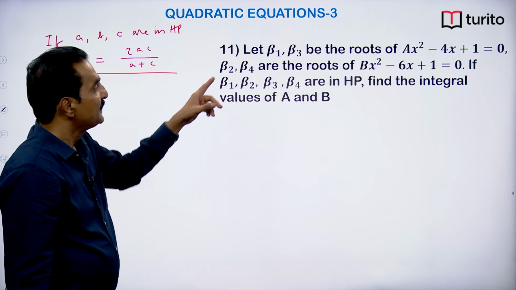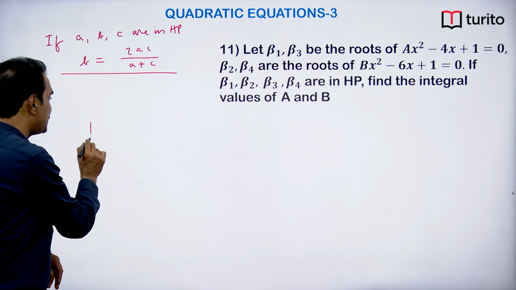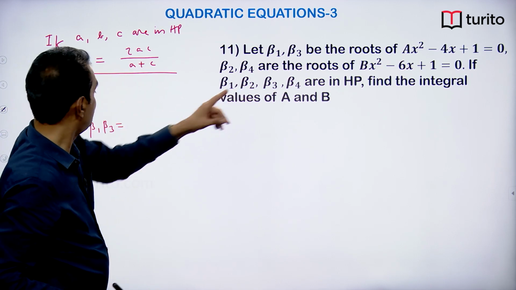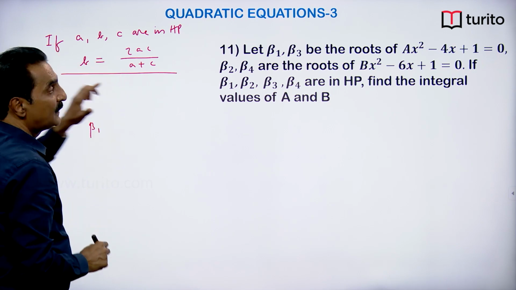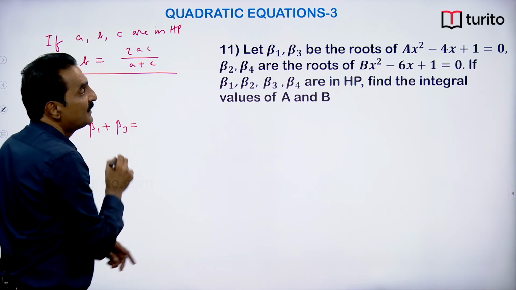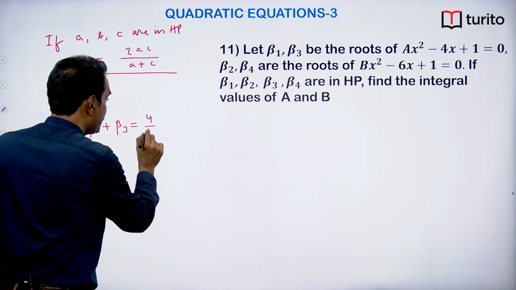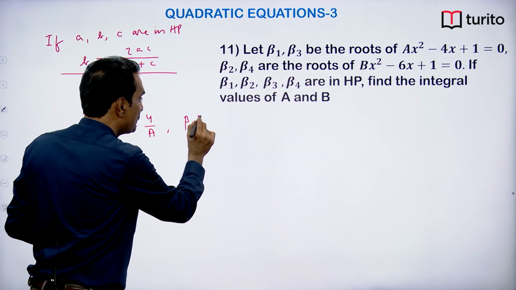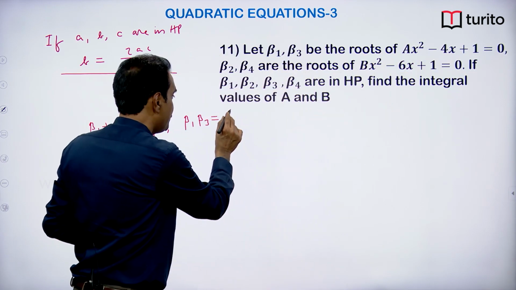Now, first you write product of the roots and sum of the roots as usual. What is beta 1 into beta 3? Sorry, beta 1 plus beta 3 we will write first. Sum of the roots is beta 1 plus beta 3 is equal to 4 by A. And beta 1 beta 3, product of the roots, is 1 by capital A.